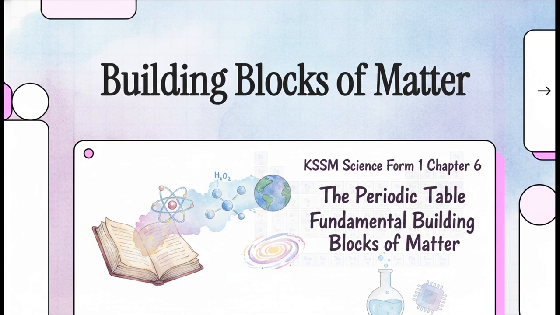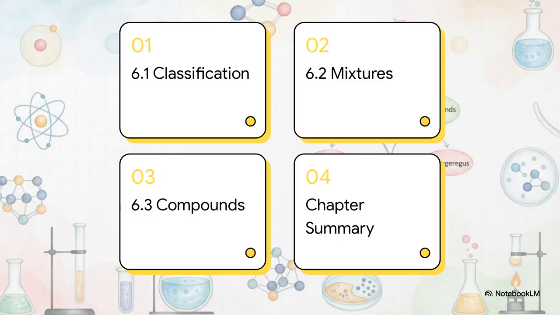Today, we're exploring KSSM Science Form 1, Chapter 6, which is all about the periodic table and the fundamental building blocks of matter. We're going to decode this cosmic recipe book together, and trust me, by the end of this, you'll see the everyday world in a completely different light. To keep things simple, we've broken our explainer into 4 parts. 6.1, Classification of Elements, 6.2, Understanding Mixtures, 6.3, Understanding Compounds, and a quick chapter summary to wrap it all up.